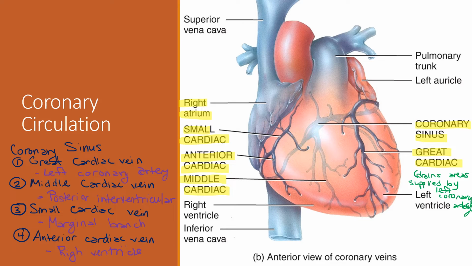The others all kind of directly correspond with a coronary artery, and so they're going to take that deoxygenated blood directly from those areas supplied by specific arteries, but the anterior cardiac vein is kind of the last vein in the series that brings all of that deoxygenated blood back to the right atrium.